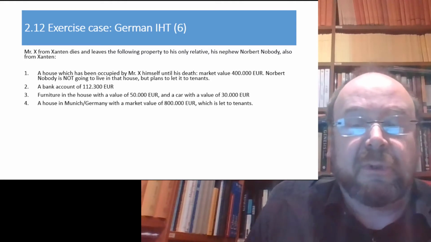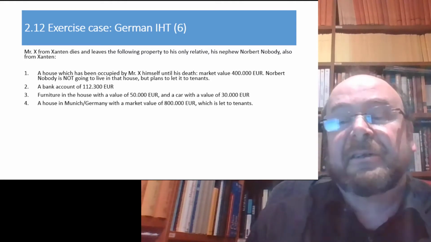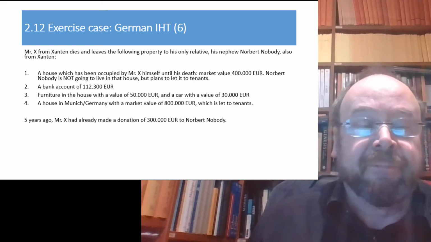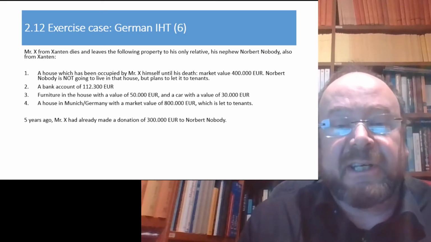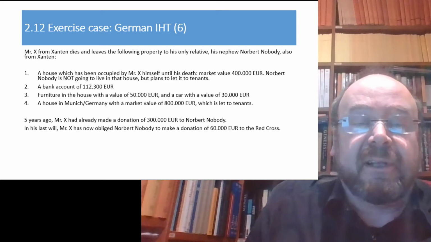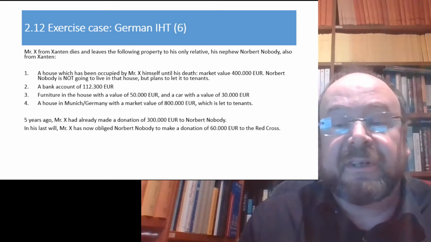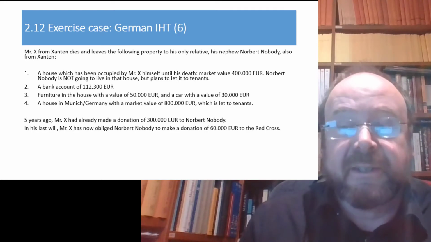There is furthermore a house in Munich in the south of Germany with a market value of 800,000, which is let to tenants. And 5 years ago, Mr. X had already made a donation of 300,000 to Norbert Nobody. And in his last will, Mr. X has obliged Norbert Nobody to make a donation of 60,000 euro to the Red Cross.